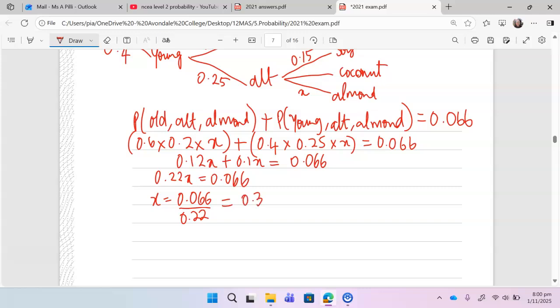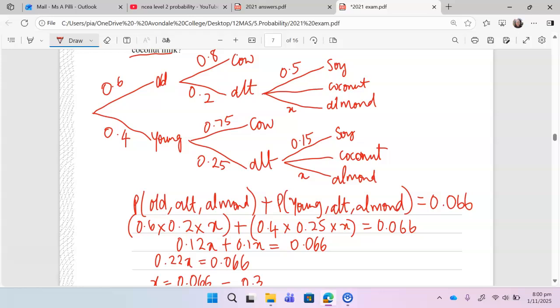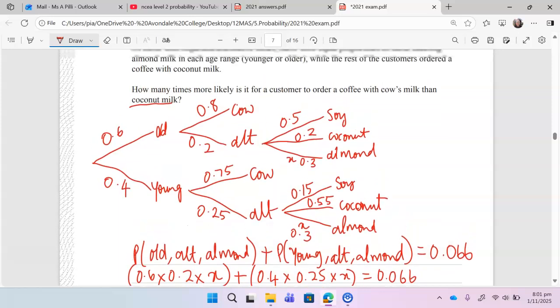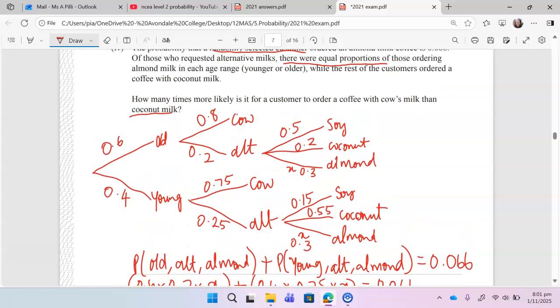So that's the proportion of almond milk, which then makes coconut milk 0.2 for the older generation and 0.55 for the younger population. Cool. So once we have that, how many times more likely is it for a customer to order a coffee with cow's milk rather than coconut milk? So now we need to figure those two out individually. So let's go ahead and do that.